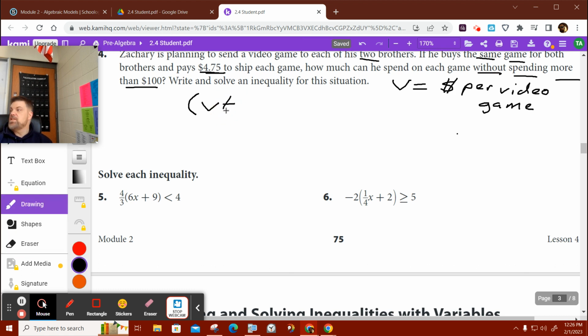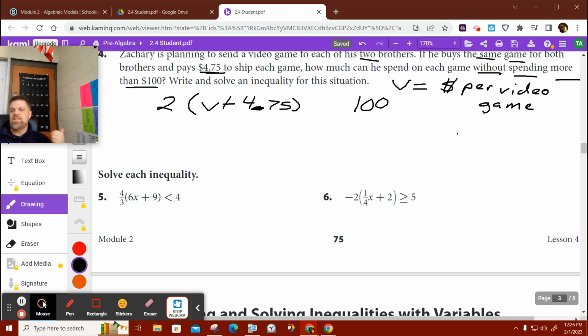So V plus, let's see. Yep, you're right. V plus 0.75. And how many times is he going to do that? Well, he's got 2 brothers, so it's going to be 2 times that. And he cannot spend more than 100. So let's think about that.